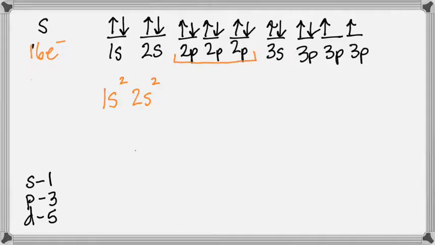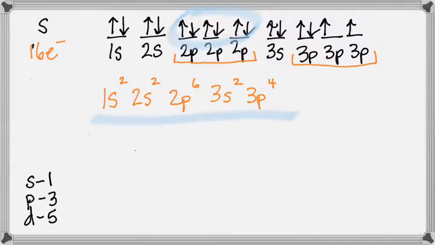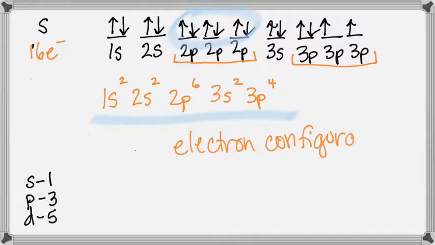2p, we're going to put that whole sublevel together, and in total, it has 6 electrons. So there's where the superscripted 6 is. 3s has 2 electrons, and again, 3p, put it all together, has 4 electrons. This is called electron configuration. That is the second of 3 types that we're going to look at.